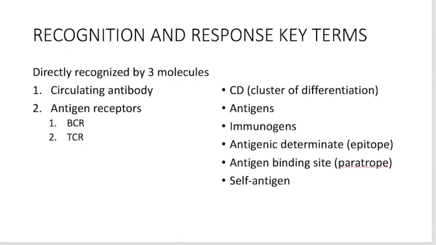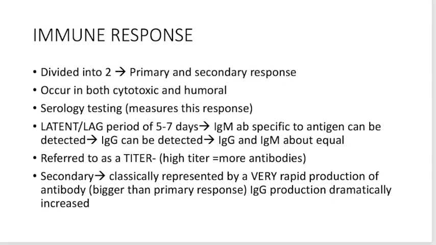So when we talk about key response terms and recognition, these are the things that you must know. Another thing we want to look at here is the immune response as it's laid out for serology. So you will be doing testing. You need to know when the latent lag period is. It's divided into two phases, primary and secondary response. This occurs in both the cytotoxic and the humoral. We have a latent or lag period of 5 to 7 days. This is when IgM antibody specific to antigen can be detected.